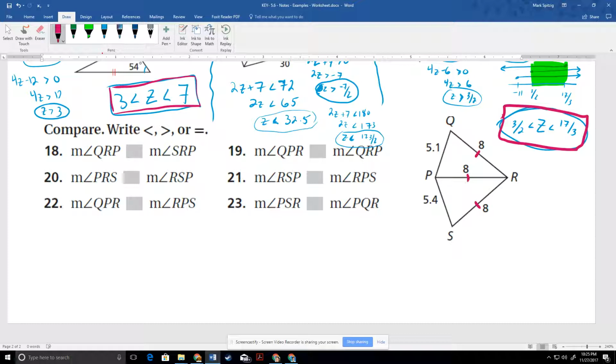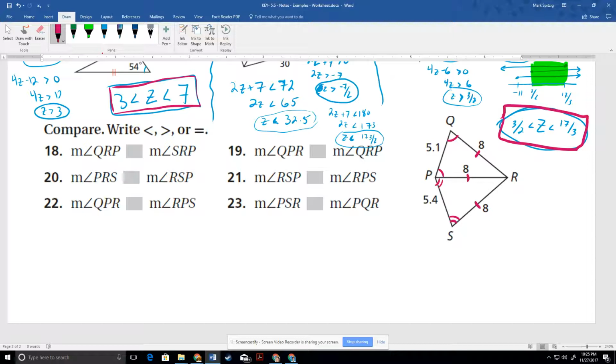So that's going to affect that. Means we know that these two angles are going to be congruent, and these two angles are going to be congruent. But we don't necessarily know that these will be congruent. In fact, we know that they're not going to be congruent because they're not congruent triangles. But either way, QRP is this angle, and we're comparing it to SRP, which is this angle.